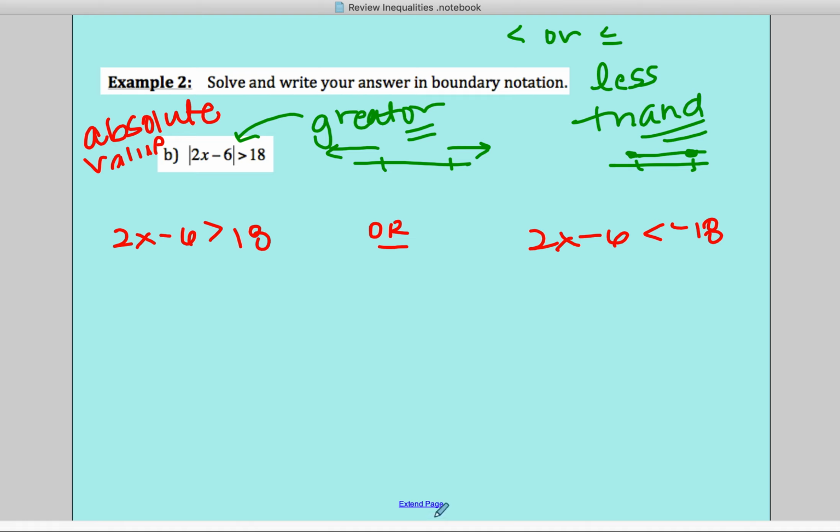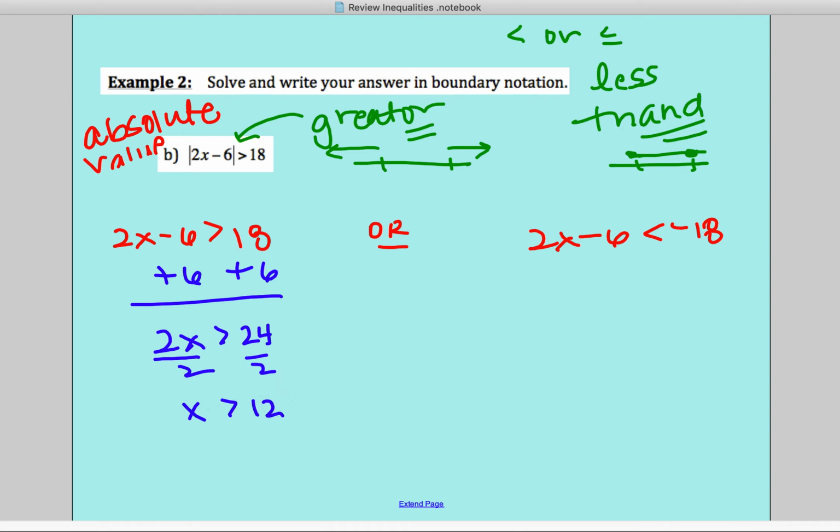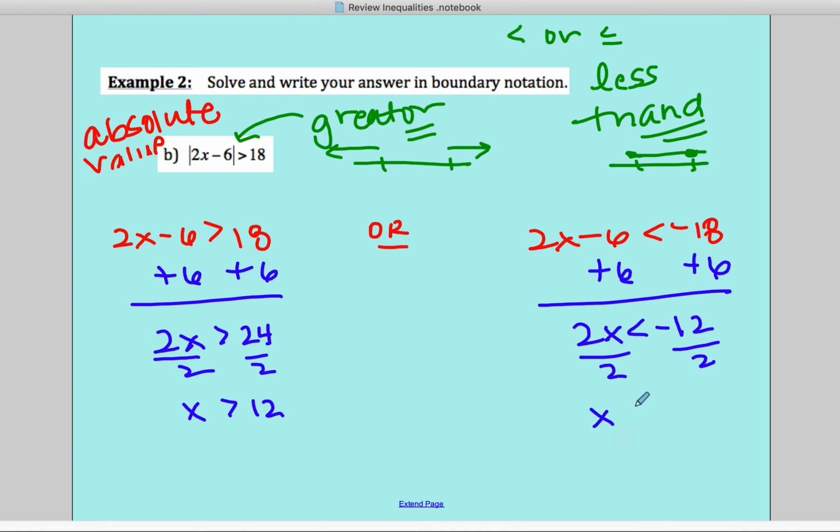Okay, so we would, to get x by itself, add 6, and then divide both sides by 2. So x is greater than 12. That's the first part of my answer. Okay, the next part of my answer is solving this inequality. I have 2x is less than negative 12, and then if I divide both sides by 2, I'm dividing by a positive 2, so it's going to stay. Don't flip the sign. This is negative 6. So here are my 2 solutions.